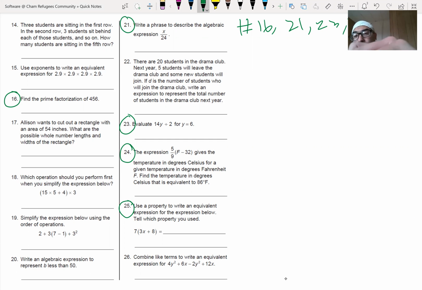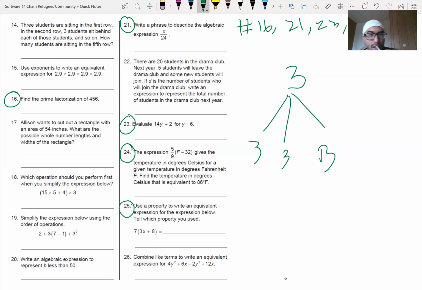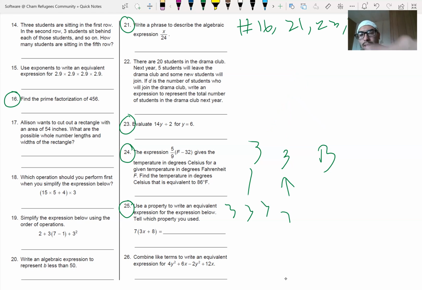So for example, you have 3 people, right? And then each of those 3, they have 3 sitting behind them. Is that right? I'm not sure. So you have 3 students sitting in the row. In the second row, 3 students sit behind each student, right? And then the next one is going to split into 3, 3, 3, 3, 3, 3, I believe. Oh, sorry. That's why I'm doing it wrong. Let me write it again, guys.